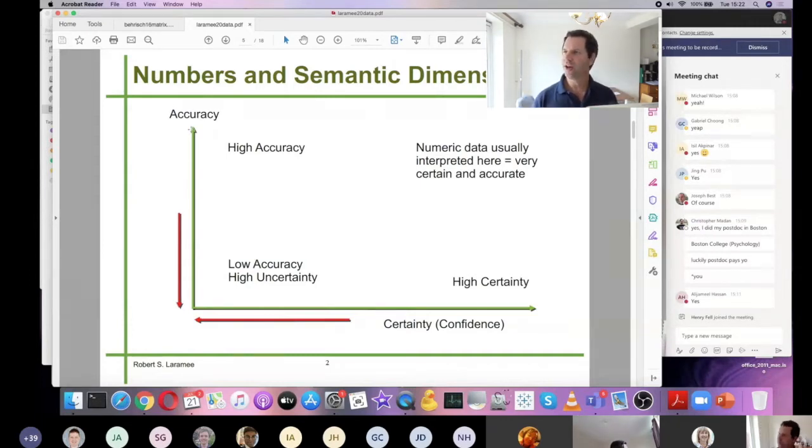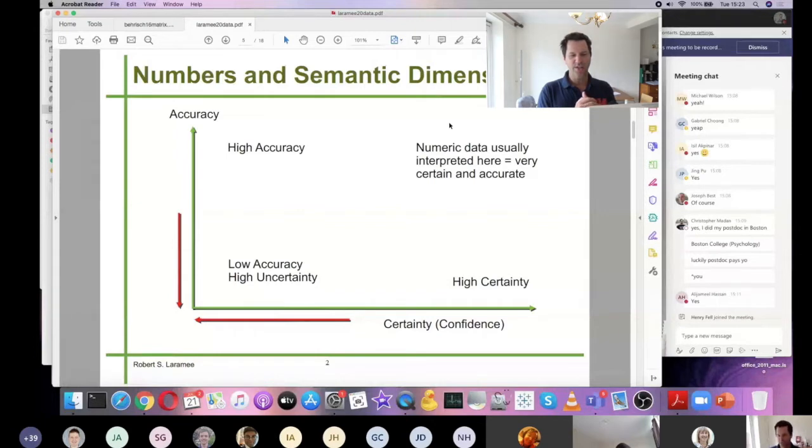And when we see a number, what we usually do is assume we're in the top right-hand corner of this space. Numeric data is usually interpreted with high certainty and high accuracy. When you see a number, that's the implied message: numbers imply certainty and numbers imply accuracy. There's an implicit message in there.